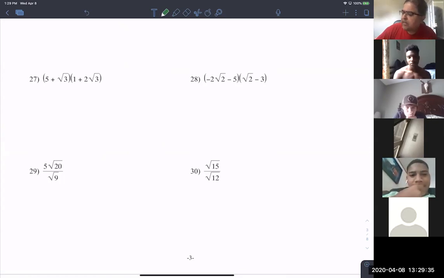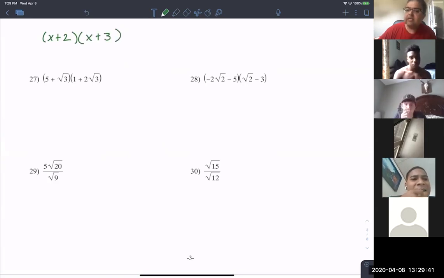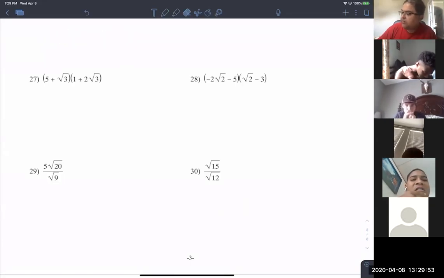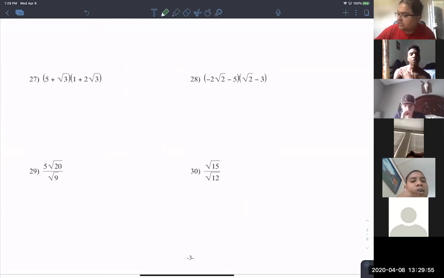Question, how do you multiply these 2 binomials? How would you multiply x plus 2 times x plus 3? What do you do? Foil. Double distribution or foil. So guess what you're going to do here? Foil. So remember, F stands for first.